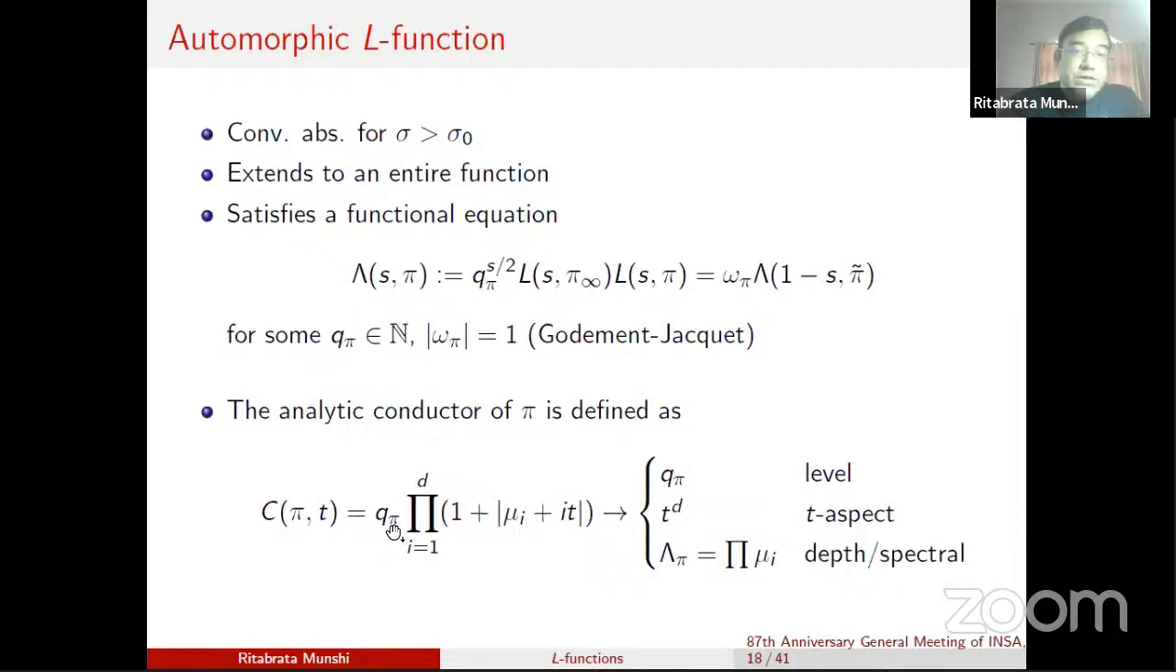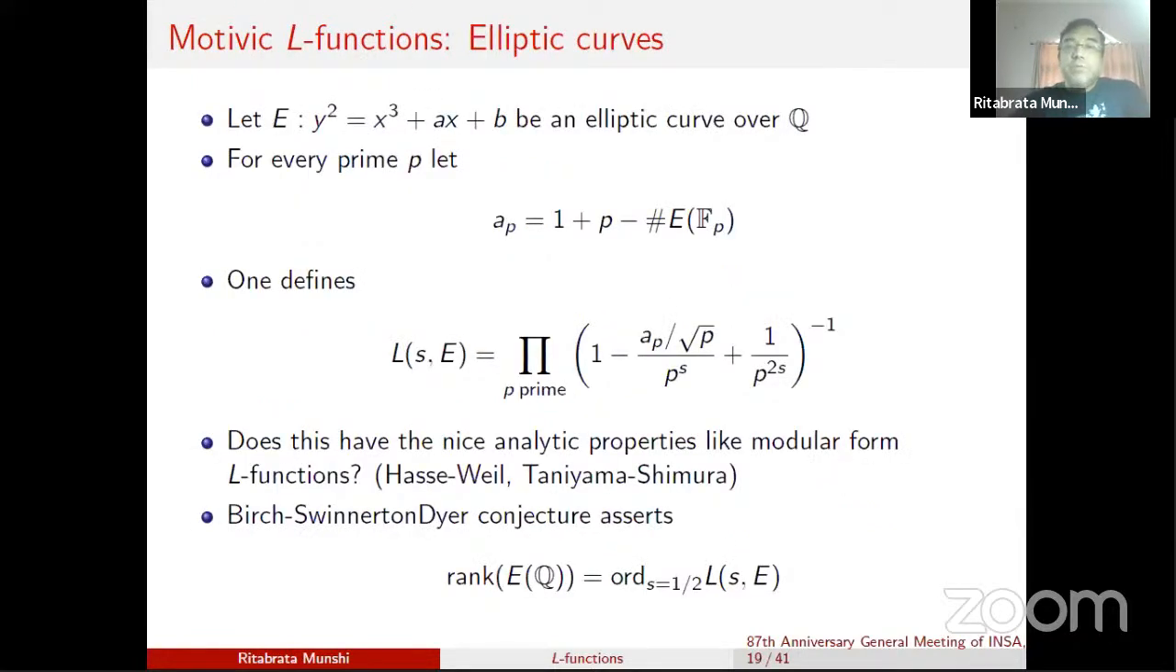This q_pi is an integer. It's called the level of the form. The mu_i's are called the spectral parameters. And t is the location parameter, basically, for the L-function. And together, this is called the conductor. So there are three different flavors going into the definition of the conductor. And you really want to measure the L-function with respect to the conductor. So this grows if q_pi goes to infinity, or if t goes to infinity, or if the mu_i's go to infinity. And when this is growing, how fast is the L-function growing with respect to the conductor? So that's the main problem, right?